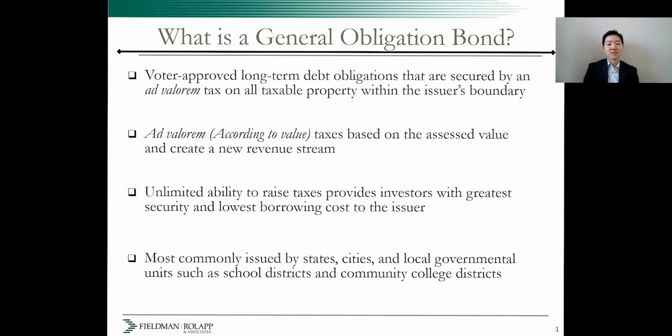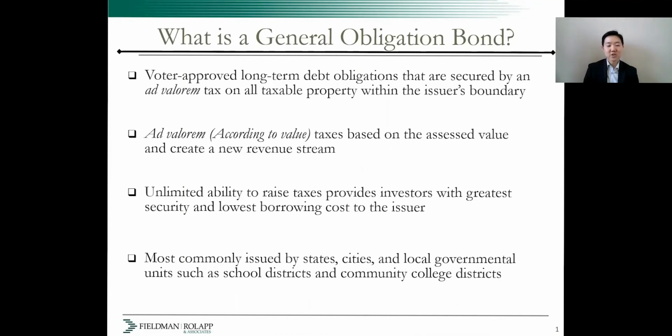General obligation bonds also provide a promise to the bondholder that the ad valorem taxes shall be levied in an unlimited amount as necessary to pay debt service. This provides the greatest security to an investor, and as a result, general obligation bonds typically price at the lowest interest rates compared to other municipal credits.